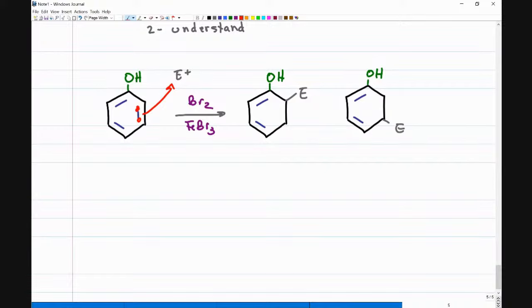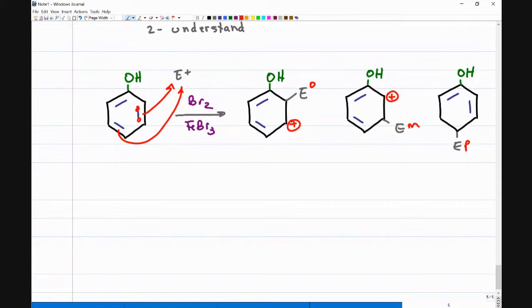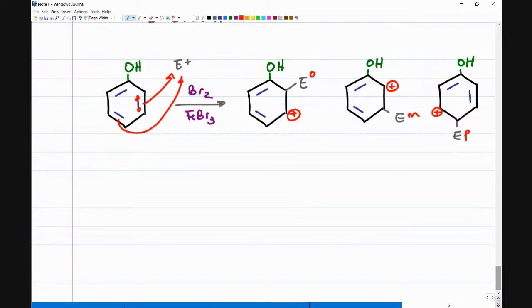Or if I chose to break this pi bond, whoops, totally missed where that E was drawn. If I choose to break that pi bond, I can put the electrophile at the last position: ortho, meta, or para. And that would be this pi bond broken as follows. Now here is what we want to keep in mind. I'll just put in O, M, P so you understand where I added it. It's not the position of the electrophile that I actually care about. It's the position of the carbocation that forms as a result of breaking that pi bond. And this is what I want you to pay attention to.